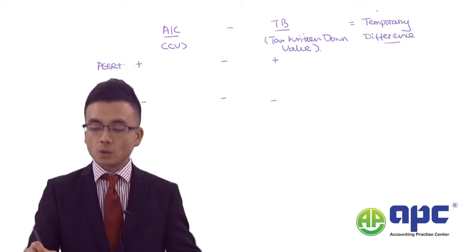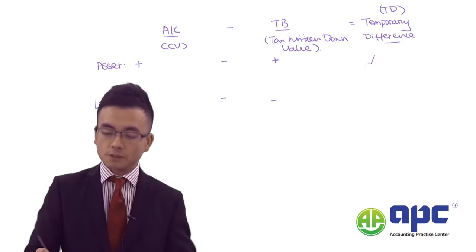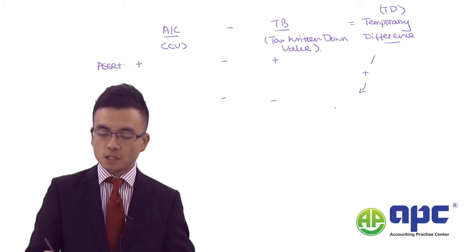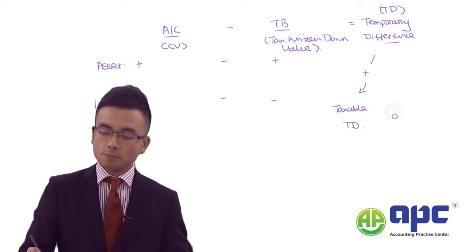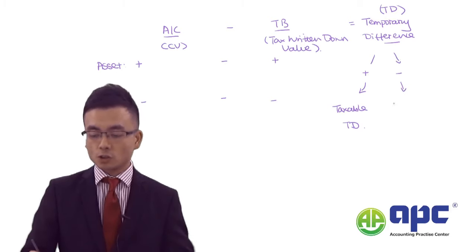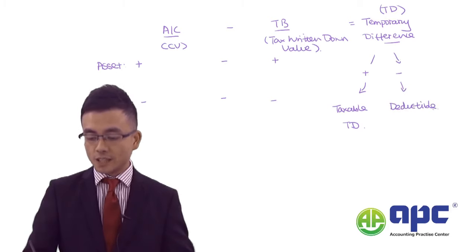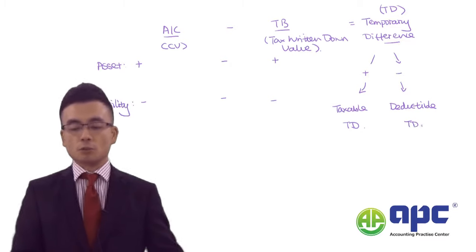For TD or temporary difference, it can either be the taxable temporary difference if it is positive, which means there will be future tax consequences of it. It could be the negative figure, which means the deductible temporary difference, which means we can save tax at some point in the future.